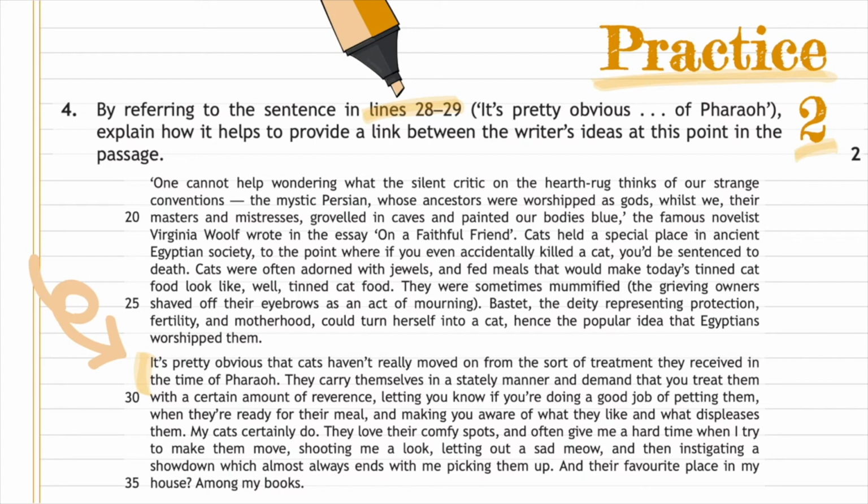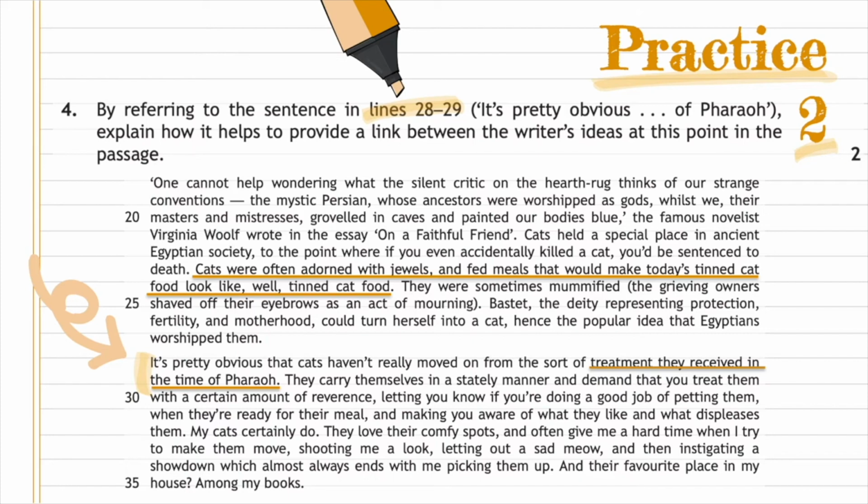I look back at that sentence. It says it's pretty obvious that cats haven't really moved on from the sort of treatment they received in the time of the pharaohs. We know the first paragraph is all about the pharaohs. We know the next paragraph is all about modern day cats. So I'm able to identify the first part of the sentence because it says treatment they received in the time of the pharaohs. We know this links back because it talks about mummies and it talks about ancient Egypt. So I find in the passage a place where it discusses all of that, and I say that cats were often adorned with jewels and fed meals.